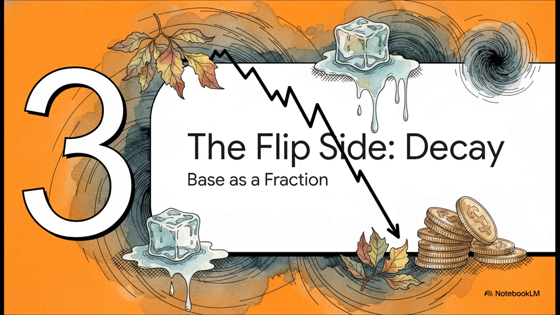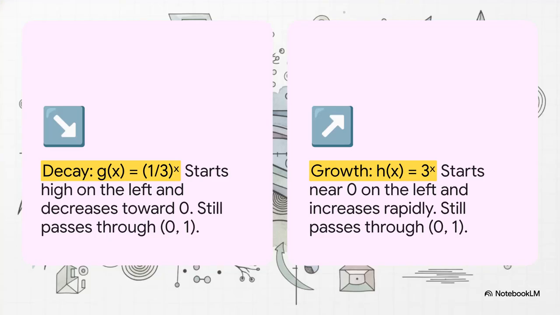Well, that's when we get the total opposite, the mirror image of growth, something we call exponential decay. Just look at these two side by side. On the left, you have decay. It starts way up high and then gracefully falls towards 0 on the right. On the right, you have our familiar growth function, starting low and shooting up. They're perfect mirror images of each other.